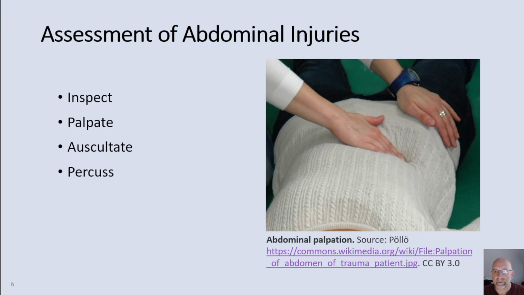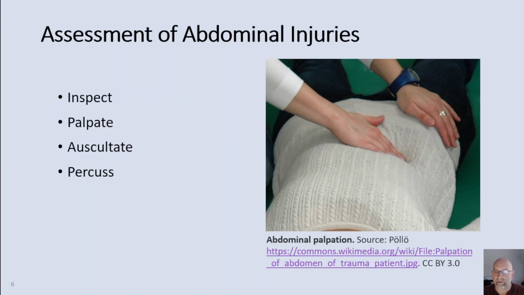All patient assessment begins with the completion of a scene size-up and then a primary assessment to identify life threats, including problems with airway, breathing, and circulation. With abdominal injuries, blunt trauma is likely to cause internal bleeding, while penetrating trauma can lead to complications such as evisceration of abdominal organs that protrude through the open wound.